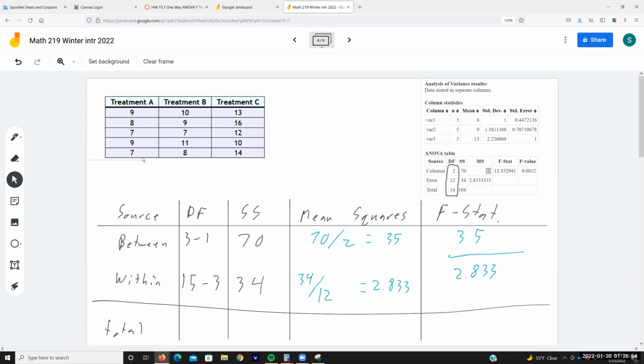So we are looking at the variance between the different groups and the variance of all the data to make sure it doesn't change too much. That's what the F-stat is, and that's what the ratio is.